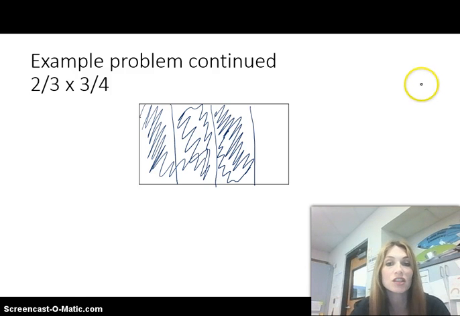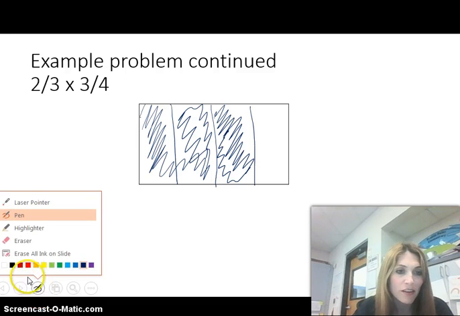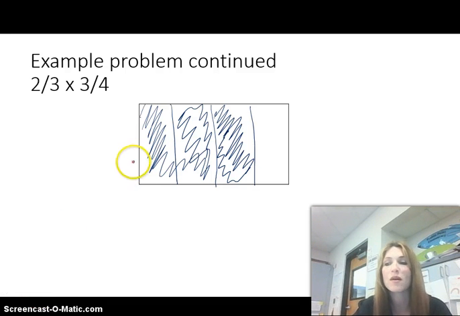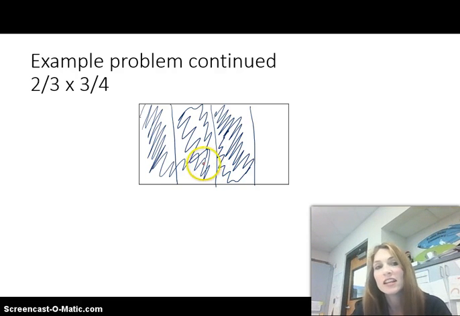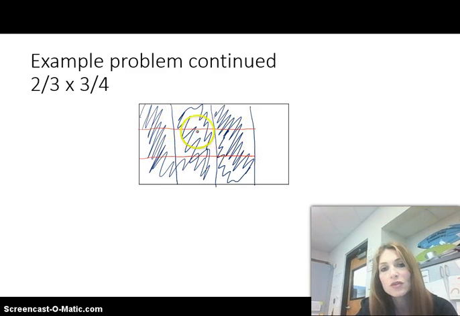And his friends are going to eat 2/3 of 3/4 of the brownies. This seems to work better if I go ahead and change my color of ink so that we can see what that's going to look like. So if I take the brownies that I have right here, which are the ones that are shaded in blue, I'm going to divide that into thirds for the 2/3. Okay, so I'm going to go right here and right here. So I've divided the brownies that are left into 1, 2, 3 groups.